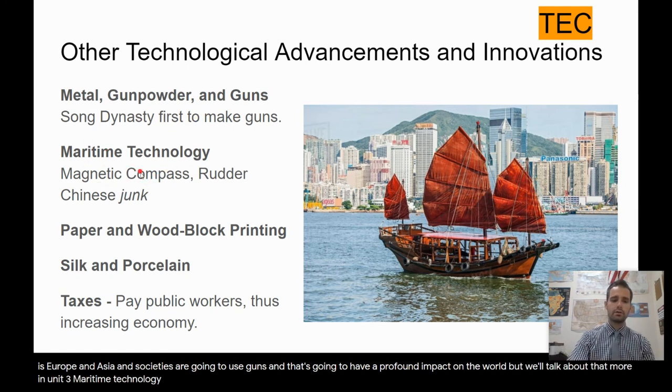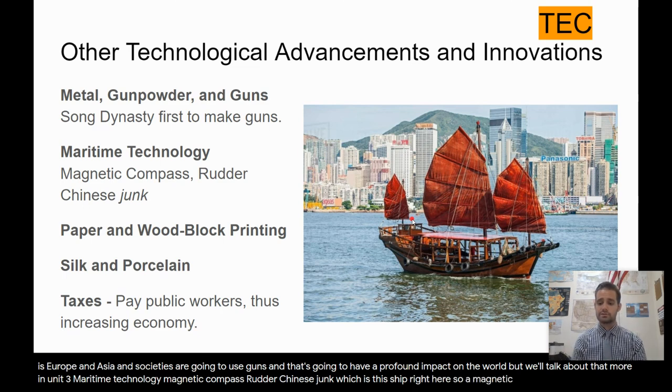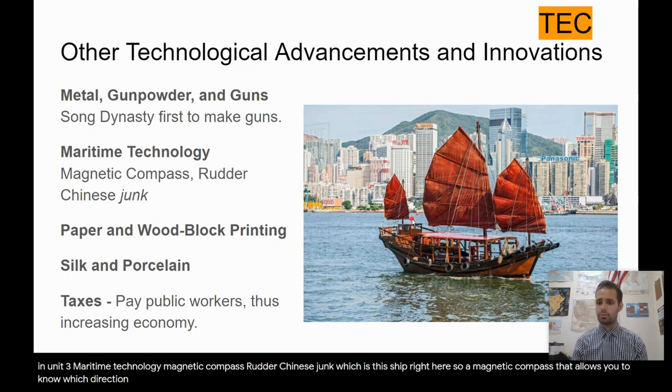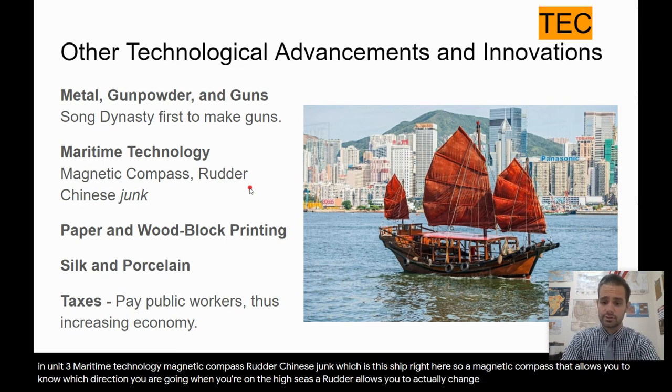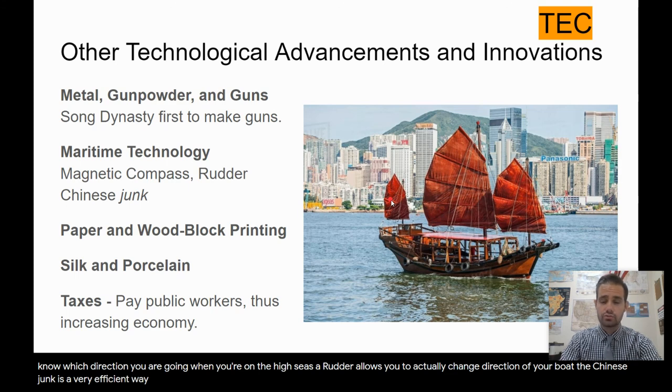Maritime technology: magnetic compass, rudder, Chinese junk, which is this ship right here. So a magnetic compass allows you to know which direction you are going when you're on the high seas. A rudder allows you to actually change direction of your boat. The Chinese junk is a very efficient way to travel on the seas. All of this maritime technology exists in China.